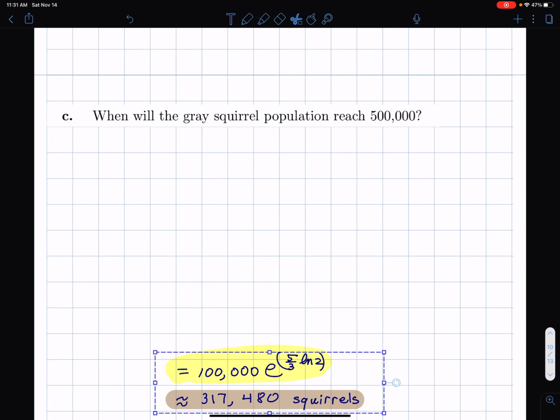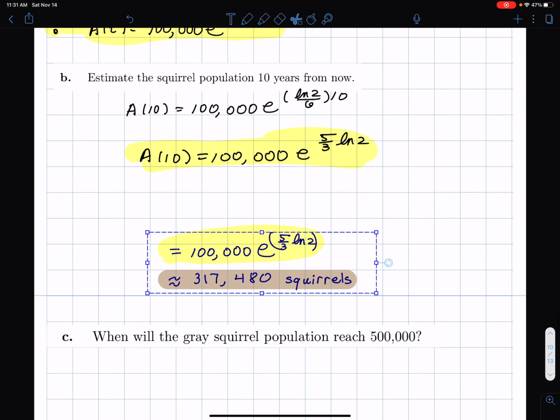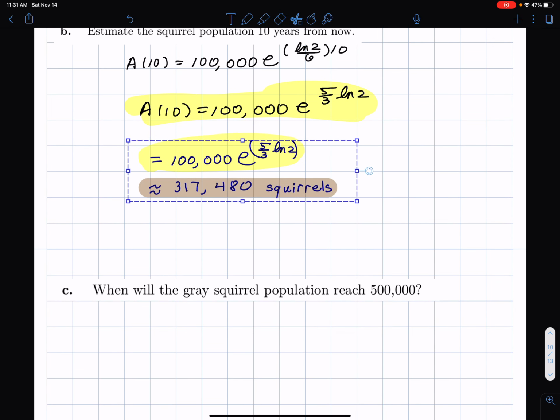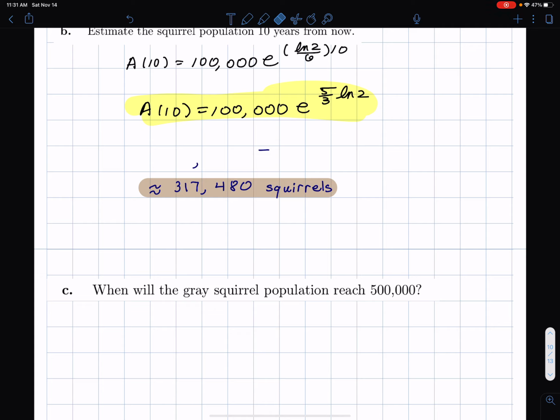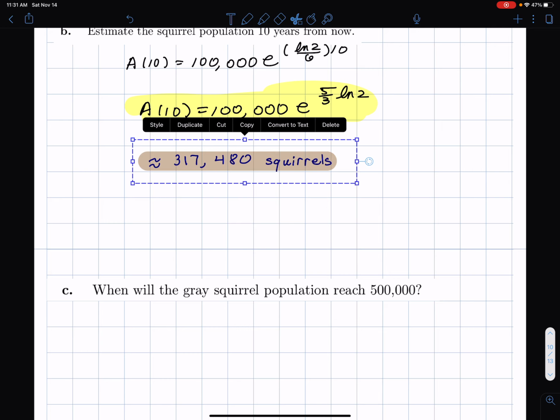I copied down from a calculator a rounded answer. What I don't want you to do is round and round, and then put in some decimal things and keep rounding. You'll get an answer way off. I want you to write... okay, so what do I mean by that?